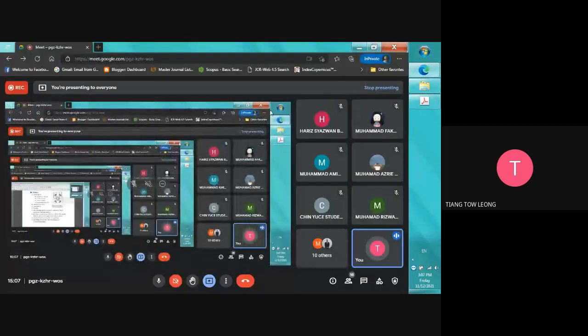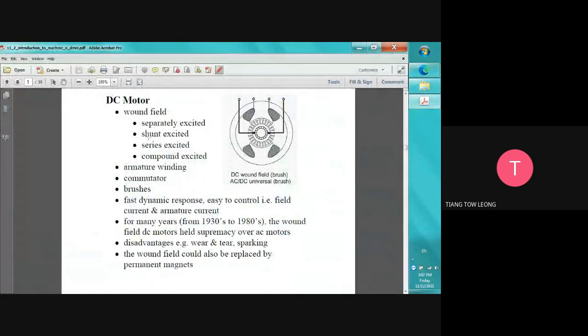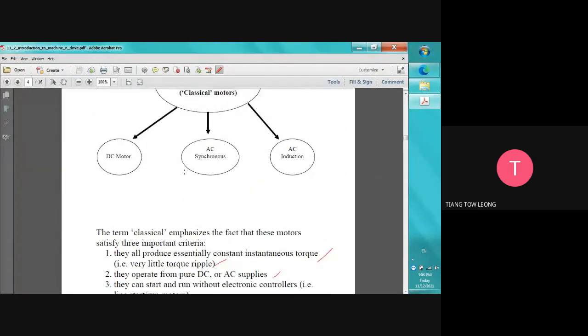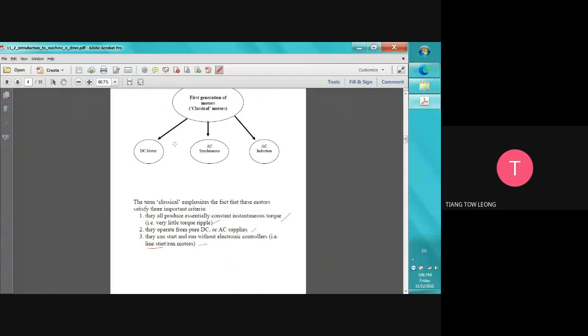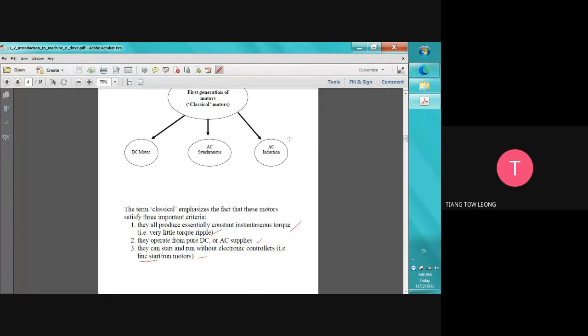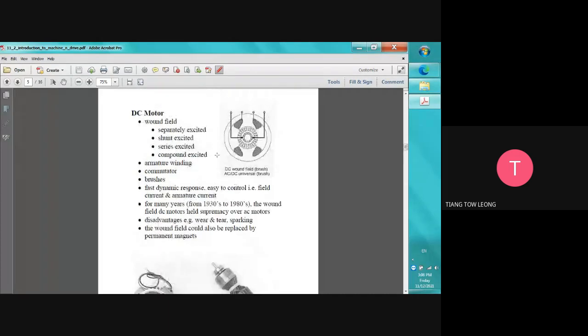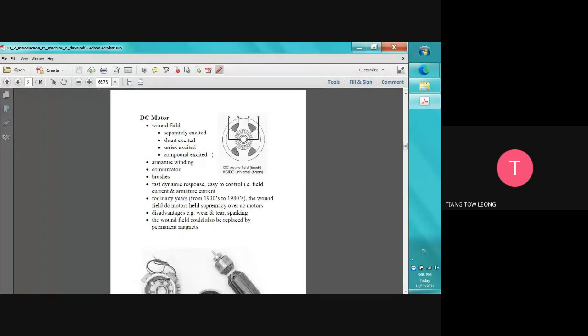Where are we now? Okay, so the last lecture we talked about is a general motor. Let me know if my voice is too low. DC motor is not in our topic, but I need to bring you to the DC motor first, so that we go from the easy one and then go to the more complicated.